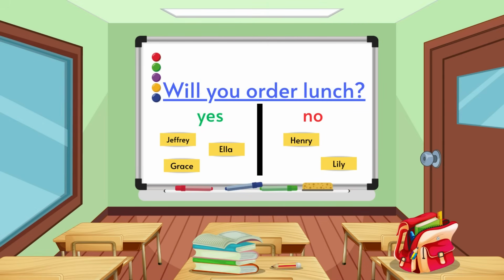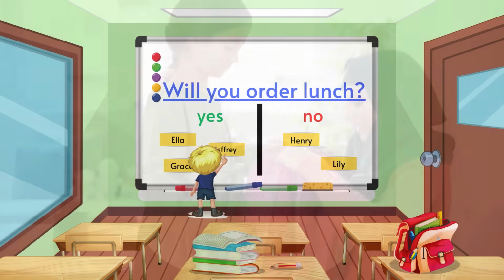One easy idea is to have a system where students check in with a magnet with their name on it, or if they're pre-readers, you can put their face on it. If they're ordering lunch, they simply move their magnet over to the yes side.